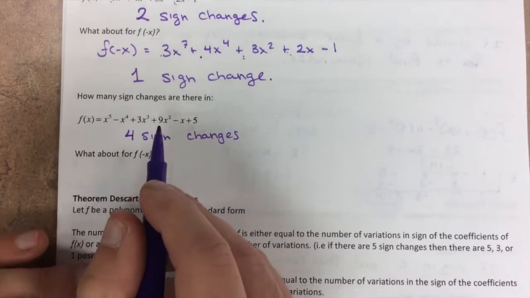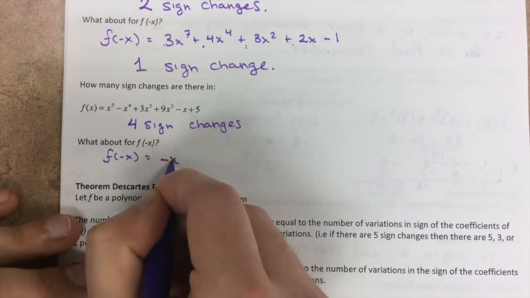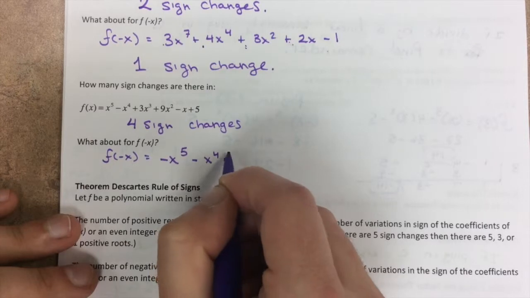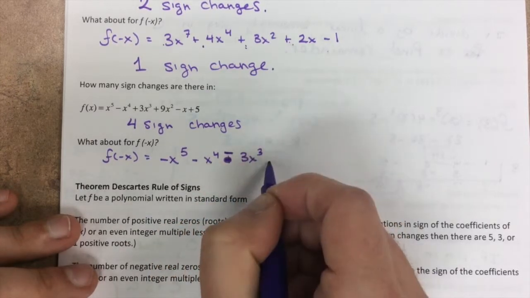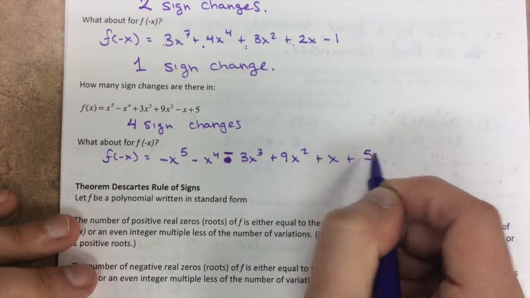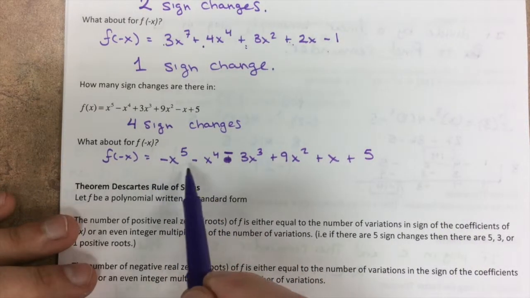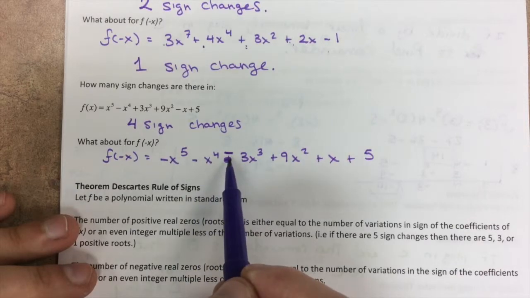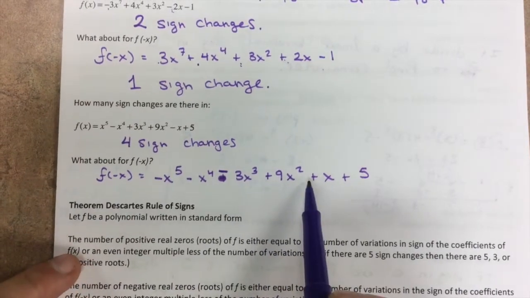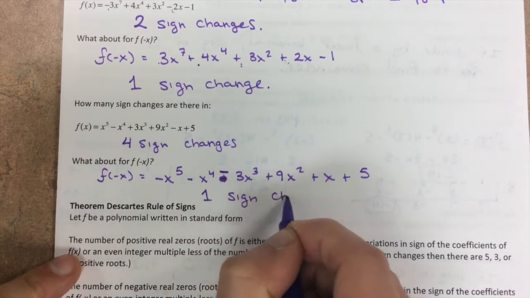If we change the signs on all of the odd exponents, then f of negative x would be negative x to the 5th minus x to the 4th, because that stays the same, minus 3x cubed, that changes, plus 9x squared, plus x, plus 5. Now we look again at the sign changes. So from negative to negative, doesn't change. Negative to negative, doesn't change. Negative to positive, that's one sign change. Positive to positive, positive to positive. So there is one sign change.